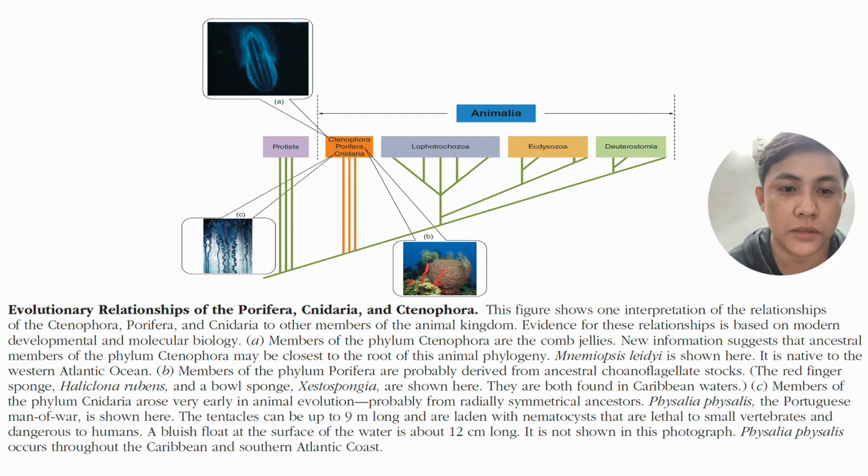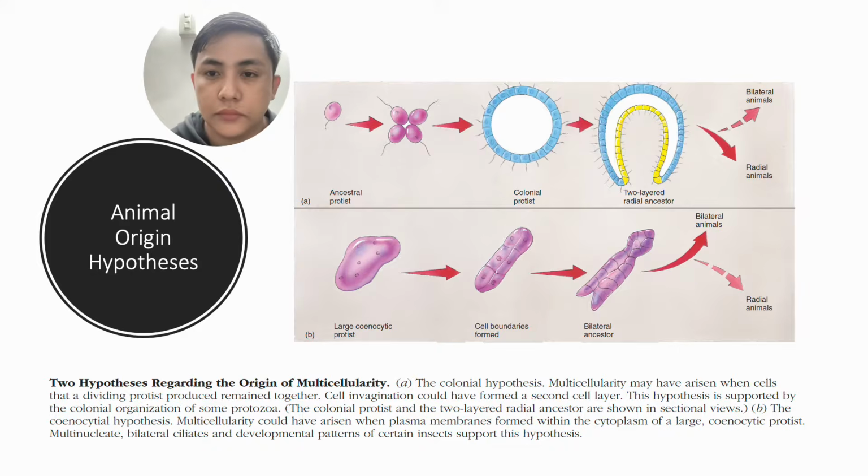Members of the phylum Ctenophora are the comb jellies. New information suggests that ancestral members of the phylum Ctenophora may be closest to the roots of this animal phylogeny. Members of the phylum Porifera are probably derived from ancestral choanoflagellate stocks, while members of the phylum Cnidaria arose very early in animal evolution, probably from radially symmetrical ancestors.